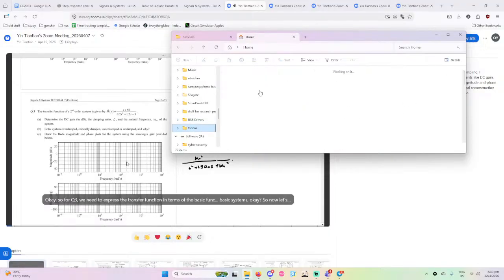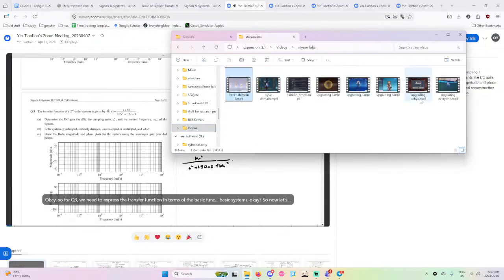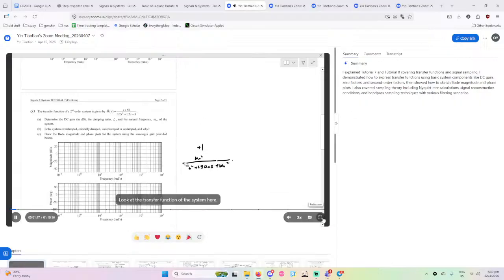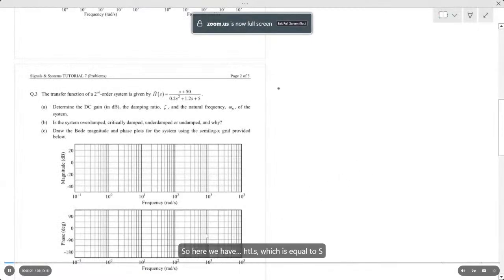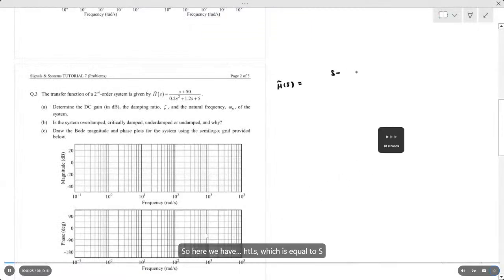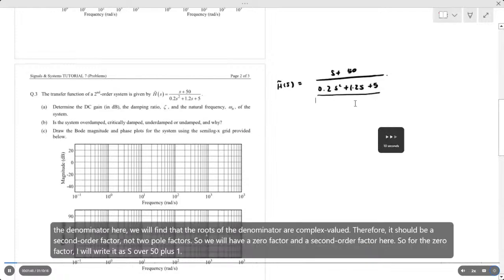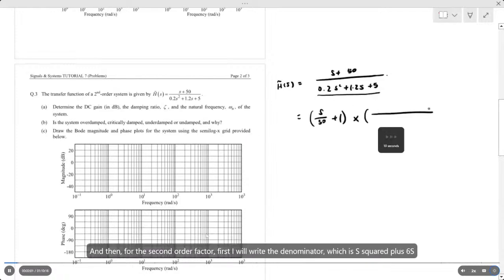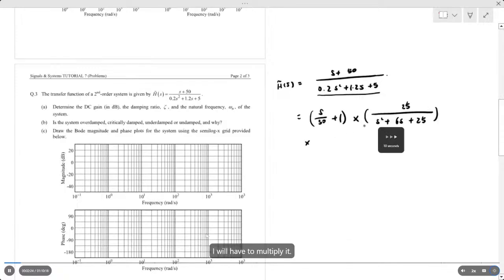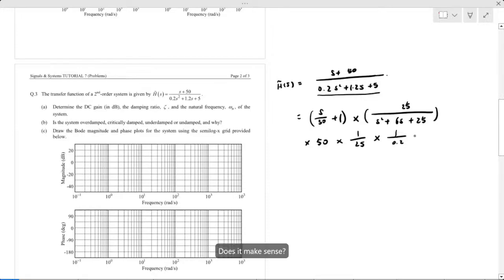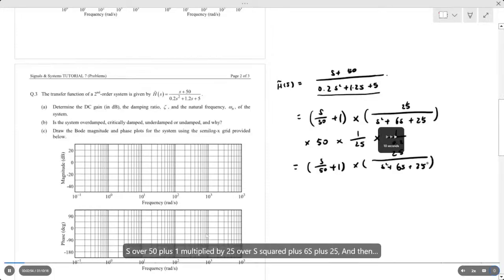Okay, so for Q3, we need to express the transfer function in terms of the basic systems. Now let's look at the transfer function of the system here. We have H(s), which is equal to, so if we look at the zero factor and second-order factor, first I will write the denominator. Then in the numerator, we'll have to multiply by 1 over 0.2. Does it make sense? Okay, so that's 25.